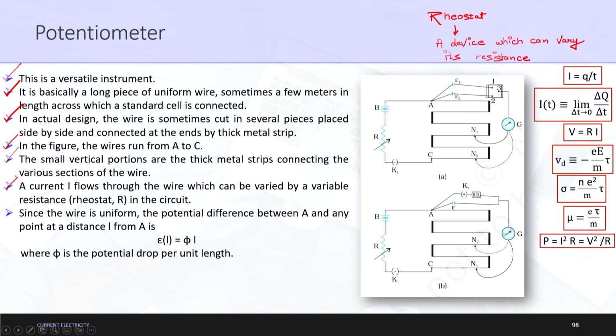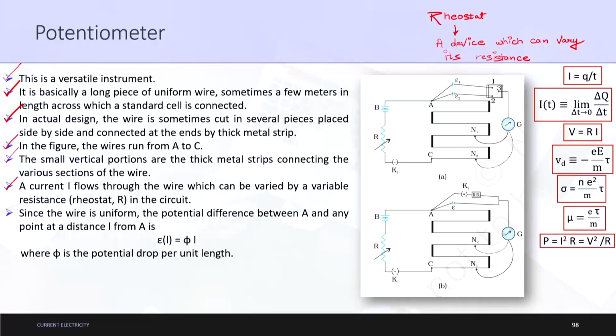Quite evident that if there is a wire and a battery and the circuit is closed, the current will flow through the wire. Since the wire is uniform, as it is written here, a long piece of uniform wire, the potential difference between A and any point at a distance L from A is epsilon L, which is equal to phi into L, where phi is the potential drop per unit length.